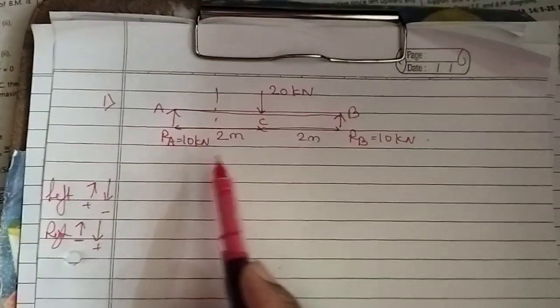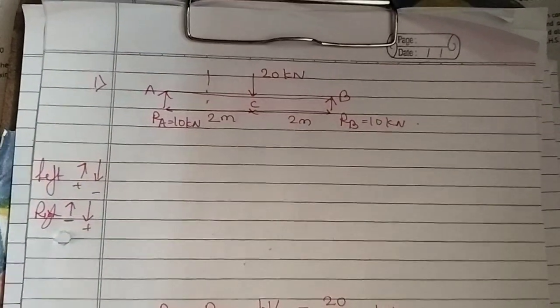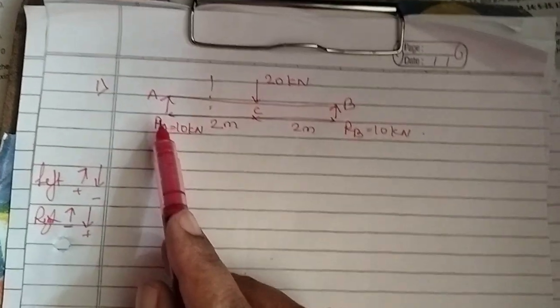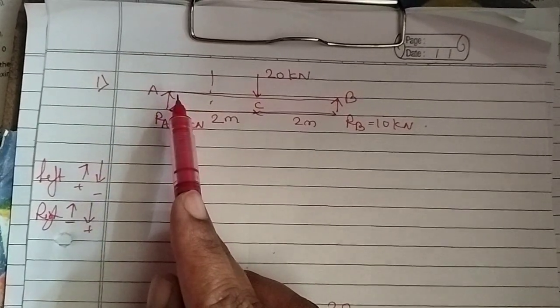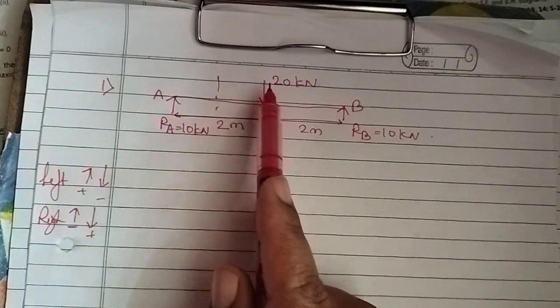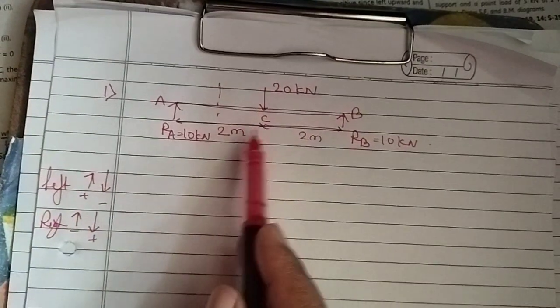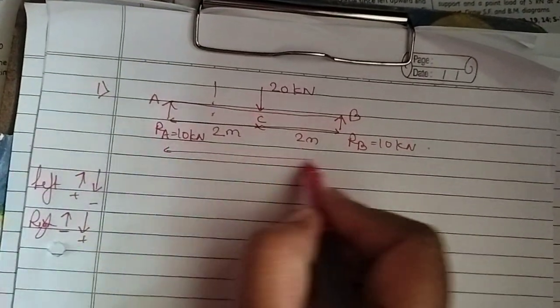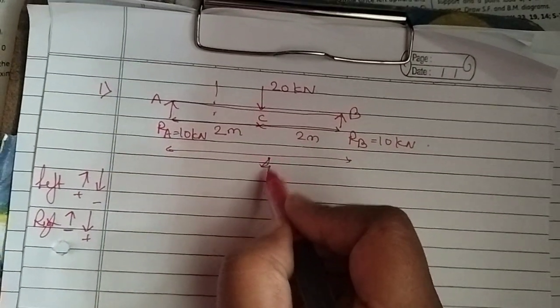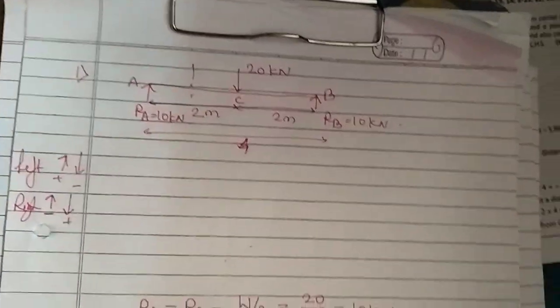Hello dear students. So today we'll start with a few numericals. First of all, we'll consider a simple numerical of a simply supported beam with a center point load. The span of the beam is 4 meter and the load is acting at 2 meter.